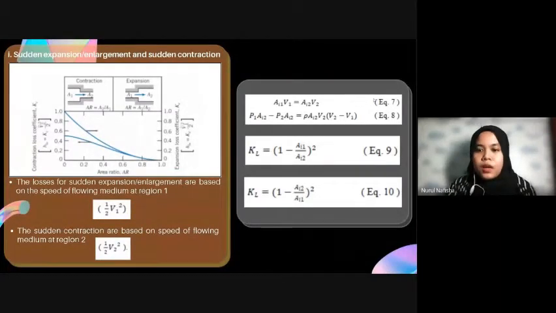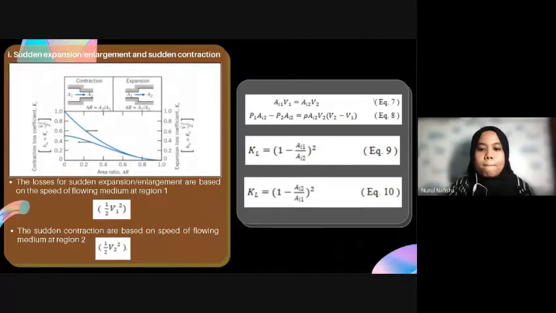So we have two tested geometries in this experiment. The first one is sudden expansion or enlargement, and also sudden contraction. The KL value for sudden expansion or enlargement and contraction in a circular duct or pipe can be shown in the figure in the slide. As we can see in the figure, the losses for sudden expansion or enlargement are based on the speed of fluid medium at region 1, while the sudden contraction are based on speed of fluid medium at region 2.